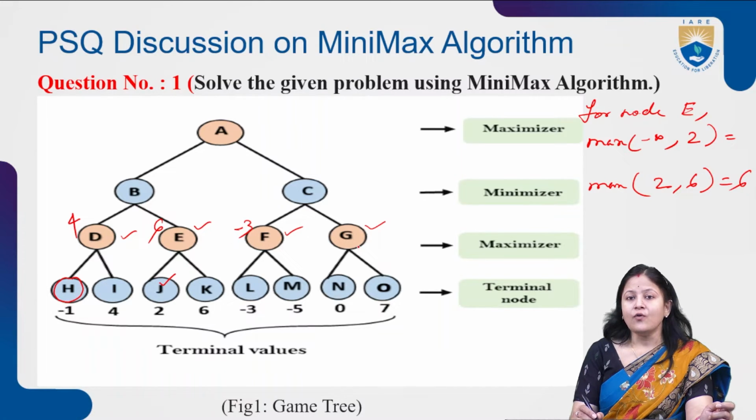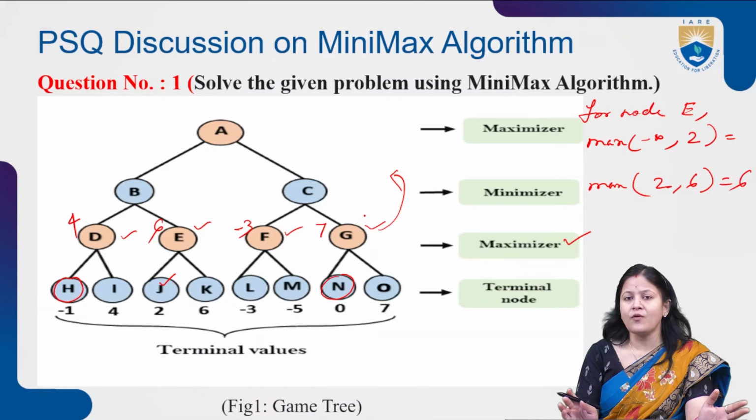Same thing for G. Max of minus infinity and the left child, whose heuristic value is 0. So minus infinity and 0, which one is maximum? 0. Again compare 0 and 7. Which one is maximum? 7 is maximum. So we got that 7 is the max heuristic value. Now this max player layer is explored: the utility value of D is 4, E is 6, F is -3, and G is 7. Now we have to move one step up.